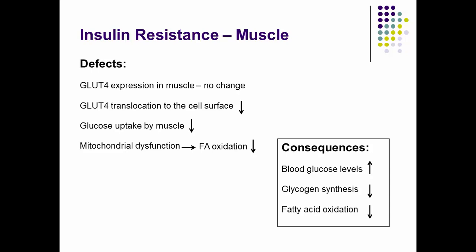And the other problem in the skeletal muscle is mitochondrial dysfunction. Muscle is an important tissue that oxidizes fatty acids, right? But for some unknown mechanisms, skeletal muscle actually has decreased mitochondrial function. So muscle cannot oxidize the fatty acids. That will also lead to increased fatty acids in the circulation, right? So the consequences of insulin resistance in skeletal muscle are increased blood glucose level because of decreased uptake by skeletal muscle, and also decreased fatty acid oxidation and increased fatty acids in the circulation, because of the mitochondrial dysfunction in skeletal muscle.